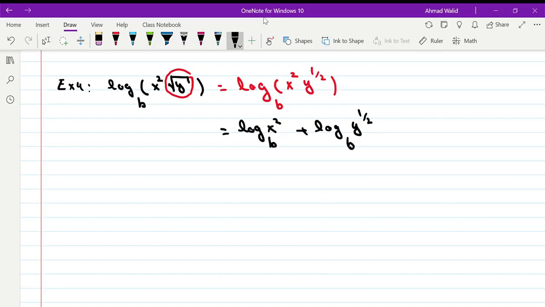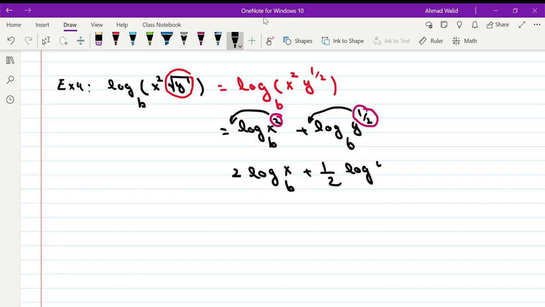When you expand, you have to do it all the way. Here you see you have again exponents. Now I'll apply the power rule and bring the exponent to the front, correct? Like this. It comes to the front of log. Then I will write 2 log of x base b plus 1/2 log of y base b. That will be writing your logarithm expression in expanded form, correct?